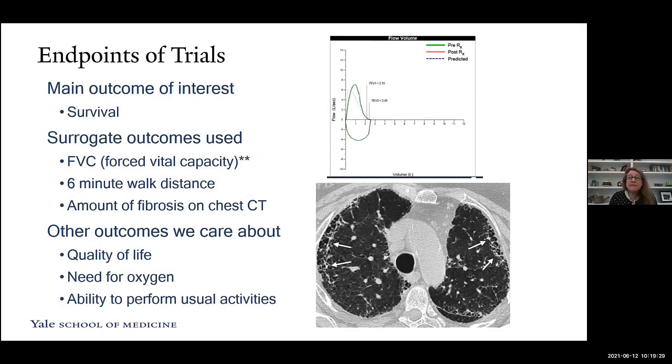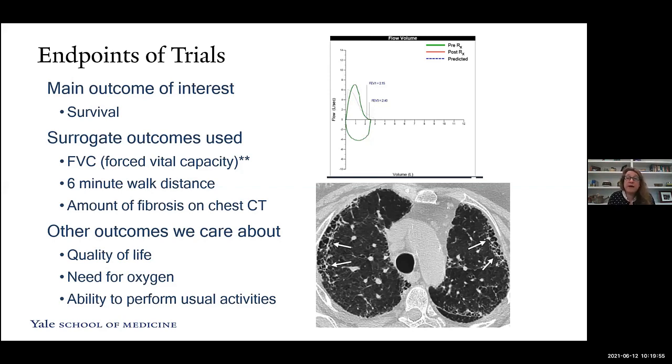Does this medication that's being studied affect survival? That's often what we really want to know. Do people live longer with this medication? But that's not really very easy to study. It would take a very long time and a lot of people to do something like that. So we often use what is called a surrogate outcome, and that is essentially a shorter term outcome that is a proxy for survival.